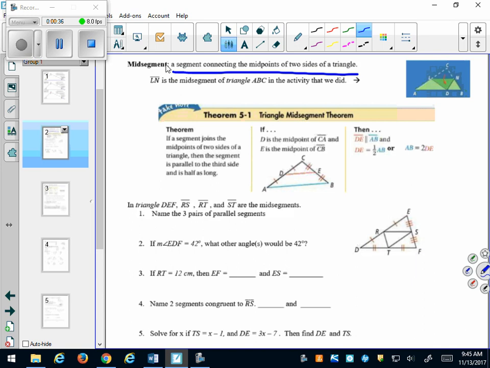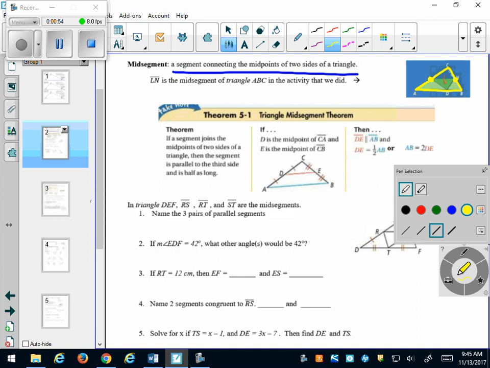So if you look at this triangle here, if we find the midpoint of side CA and the midpoint of side CB, and we connect them right here, that connected line from L to N is called the midsegment.